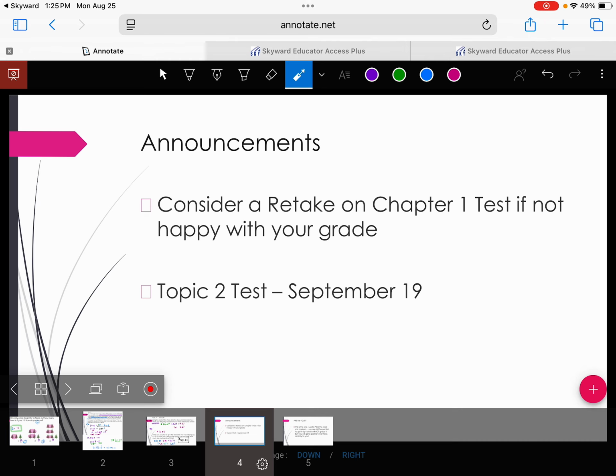Are we using marshmallow and spaghetti again? That was a fun activity. That was not an end of chapter project. We will have a big stats project, and then we're going to make a scale drawing.